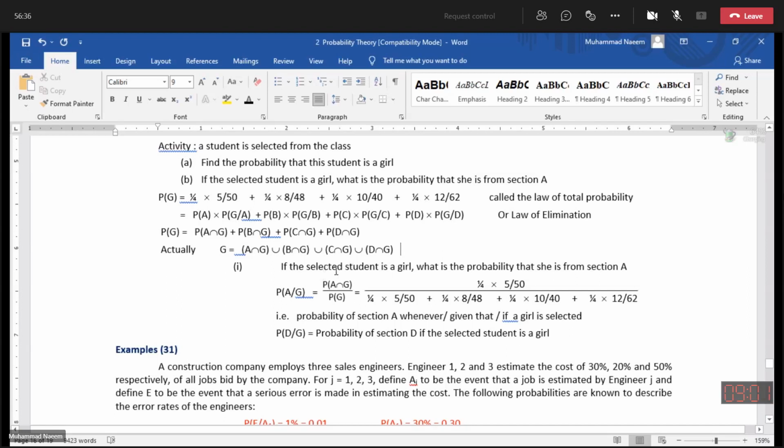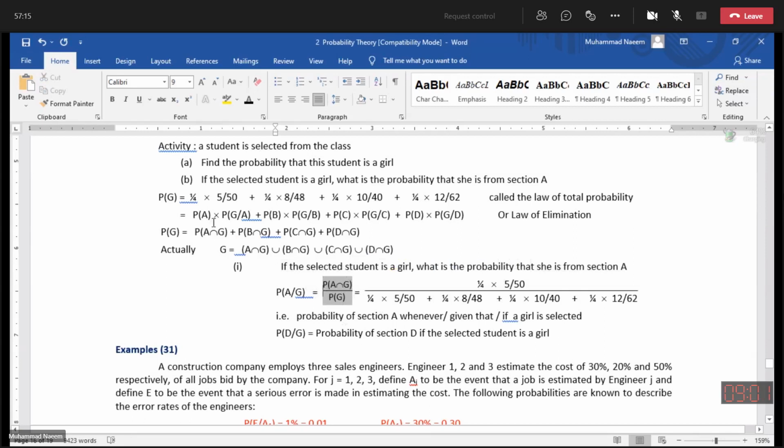Now if a student selected is a girl, what is the probability that she is from section A? We find the probability of A given that the selected student is a girl. In part 2, we need this probability, this conditional probability. And by definition, this is equal to probability of the intersection divided by the probability of G.